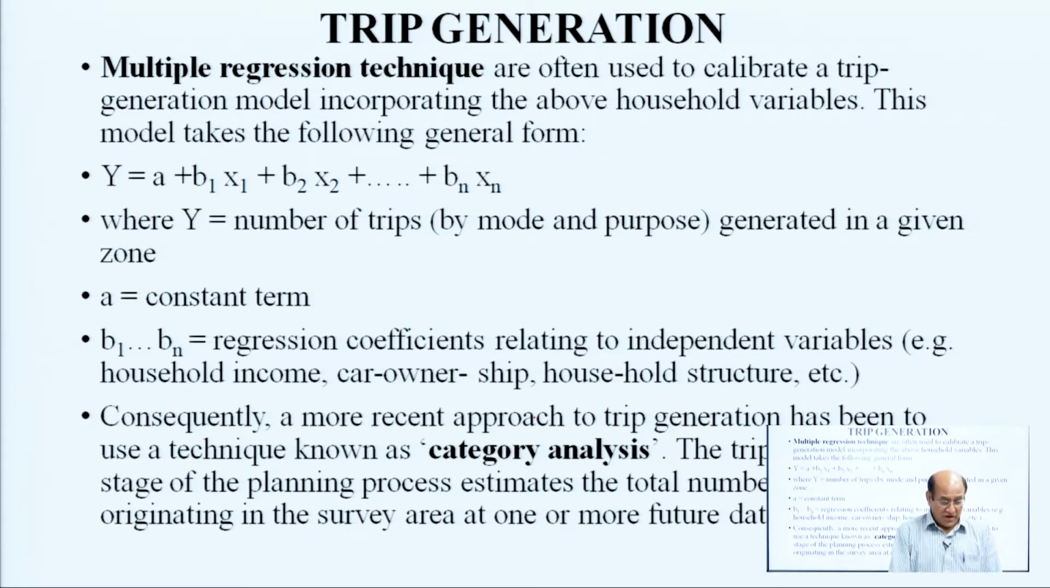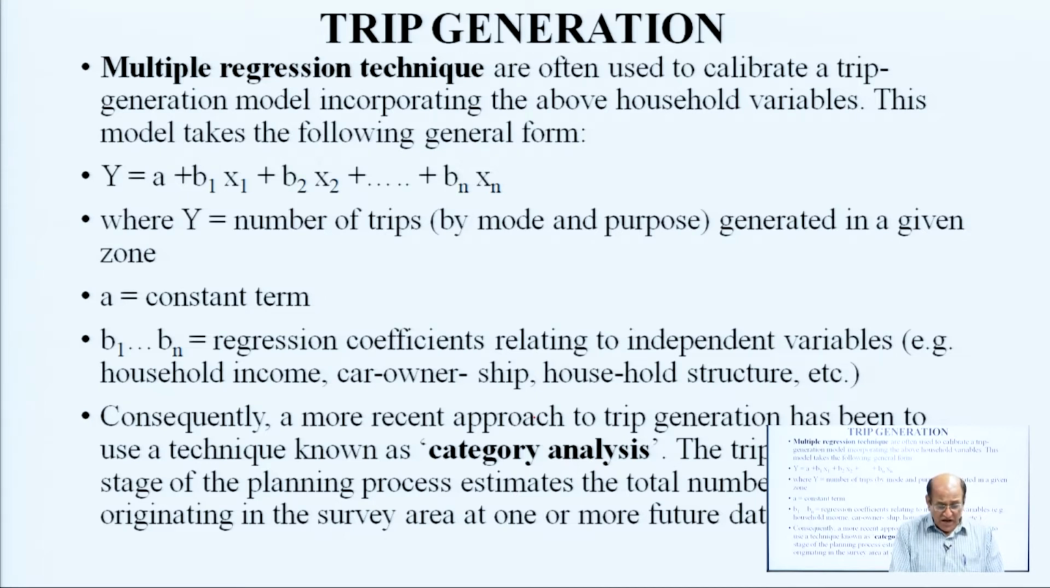This is the general form: y is equal to a plus b1 x1 plus b2 x2 plus and so on bn xn, where y is the number of trips by mode or purpose generated in a given zone. a is the constant term, and b1, b2 and so on to bn are regression coefficients relating to the independent variables, that is household income, car ownership, household structure, etc.